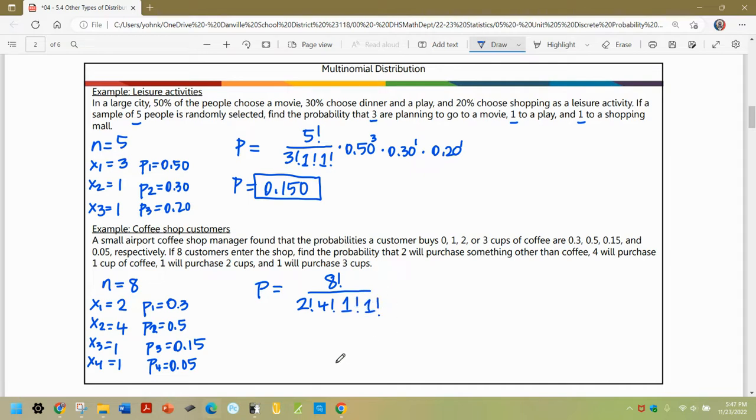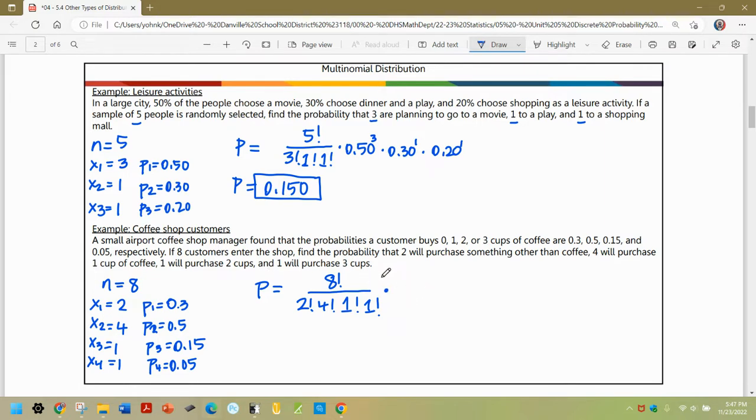I'm going to say I totally meant to do what I just did on purpose, because the values in the denominator should add up to the value in the numerator. So 2 plus 4 plus 1 plus 1 is 8, and 3 plus 1 plus 1 is 5 in the previous problem. So that's how I knew that something was wrong. That was a good check that we did.